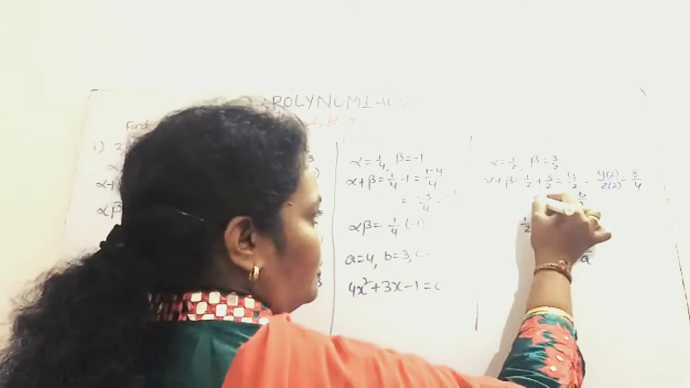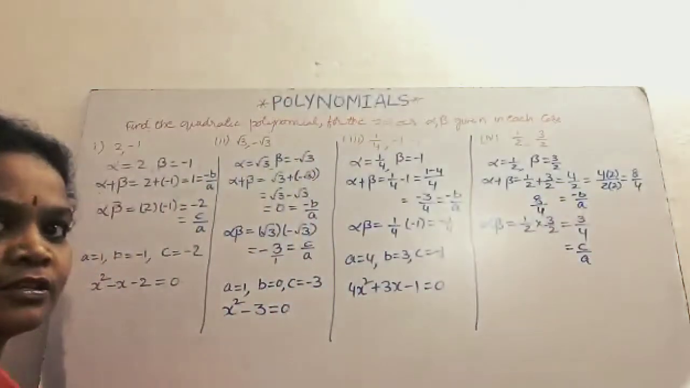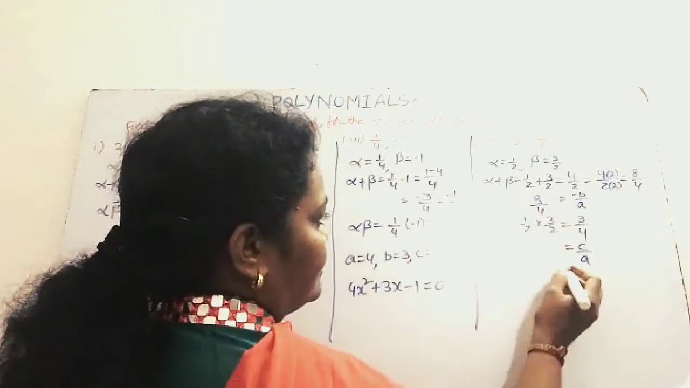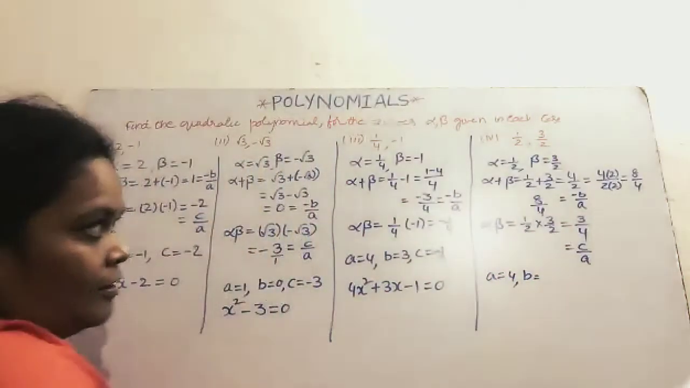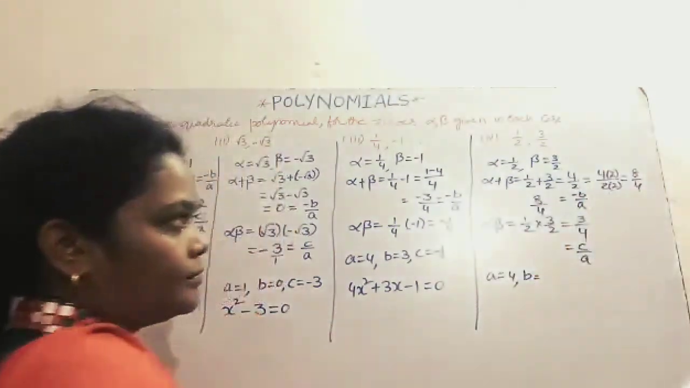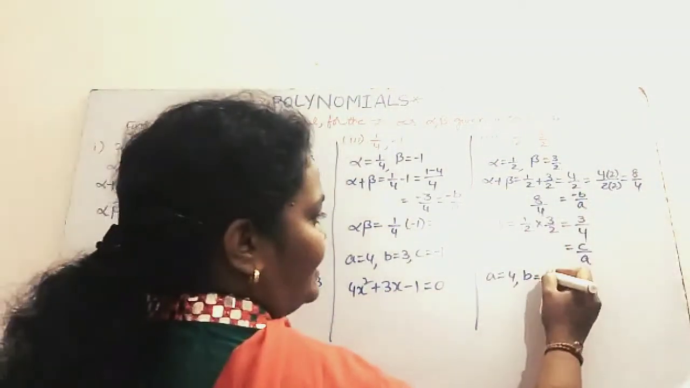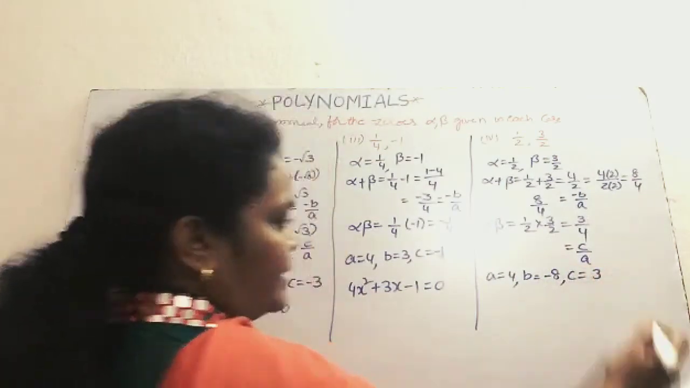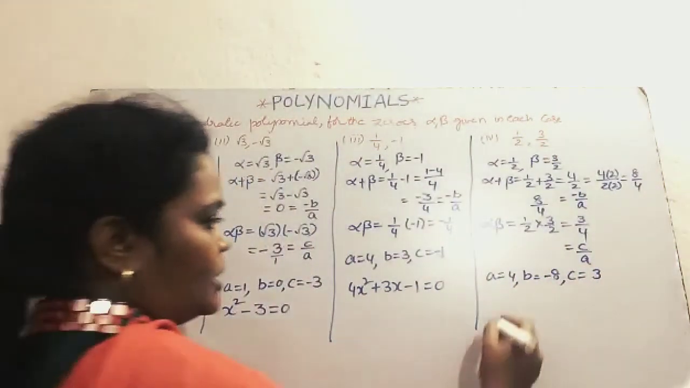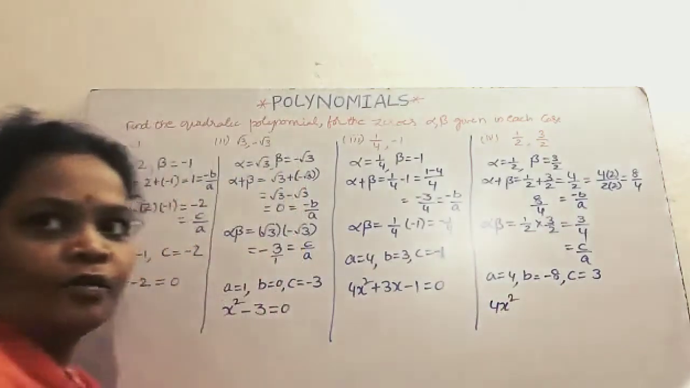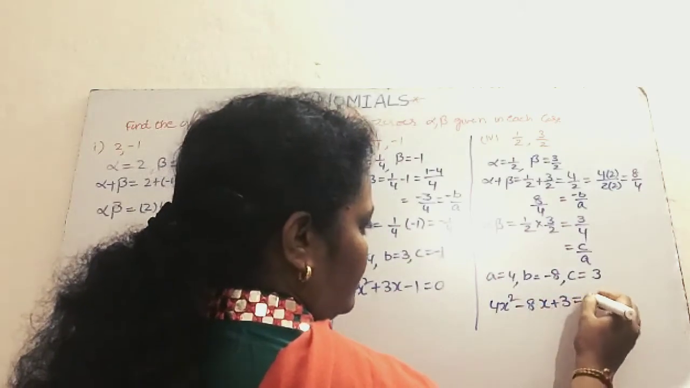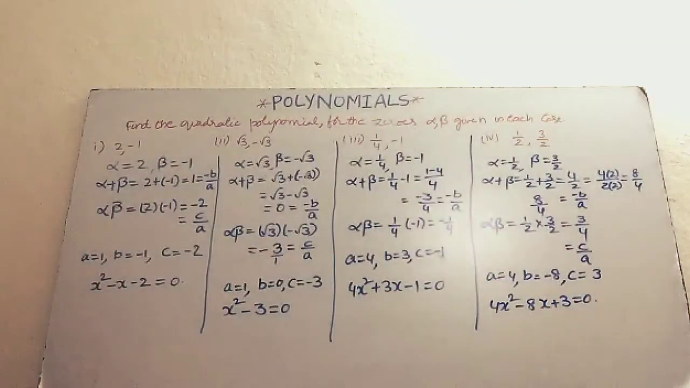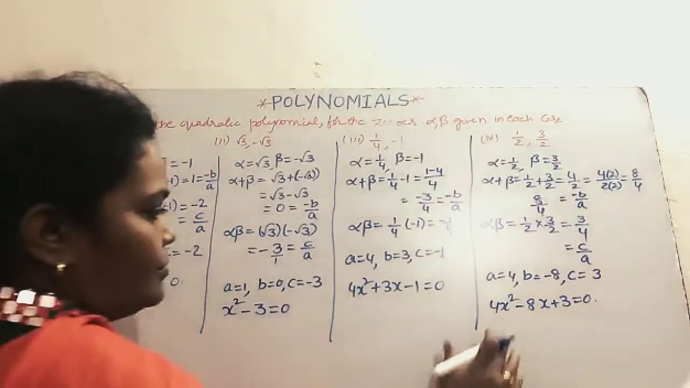8 by 4. So minus B by A is equal to 8 by 4. So then what is the equation? So here A is equal to 4, B equal to, what is the value of B? B equal to minus 8 and C equal to 3. So then what is the equation? 4x square minus 8x plus 3 equal to 0. So 4x square minus 8x plus 3 equal to 0.